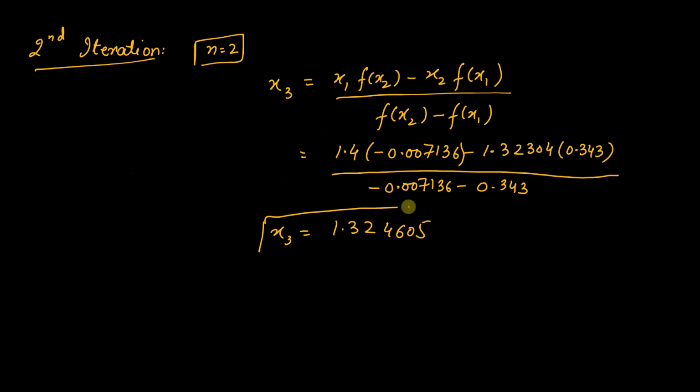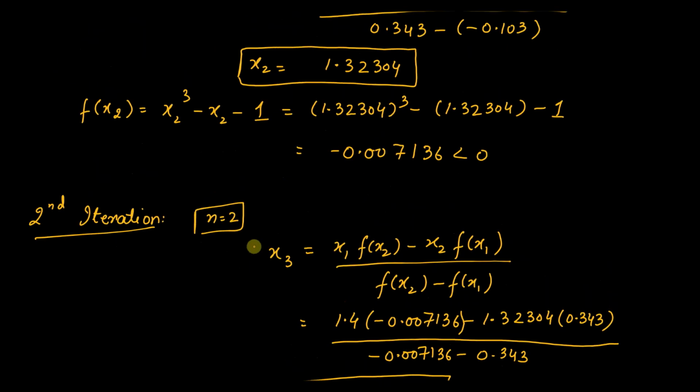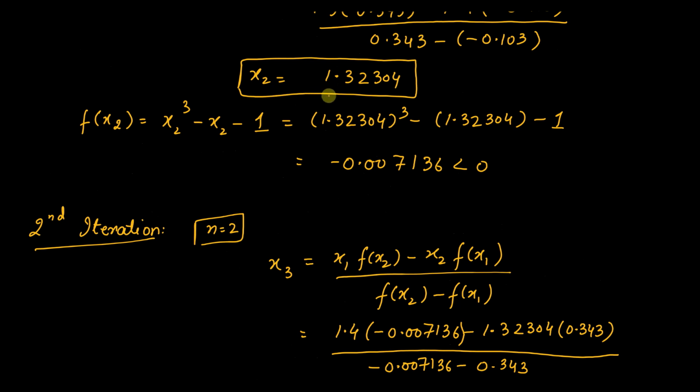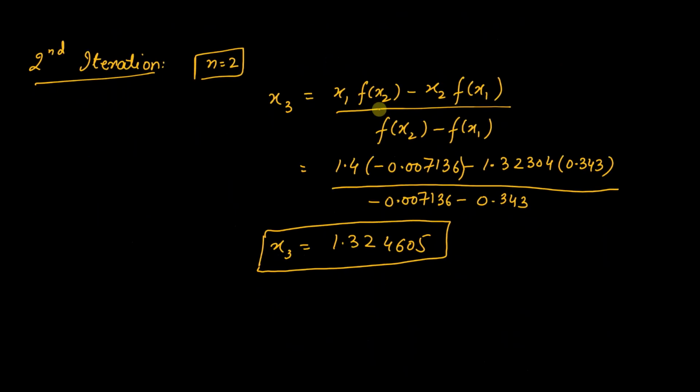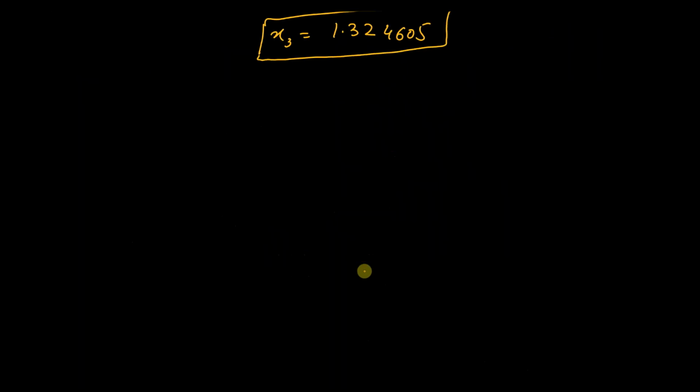Okay, so that is the value of x3. Let's check the tolerance. So we have the value of x3, x2 is 1.3230. So here we have 1.324. So we achieved the accuracy to 2 decimal places. So let's move to the third iteration.